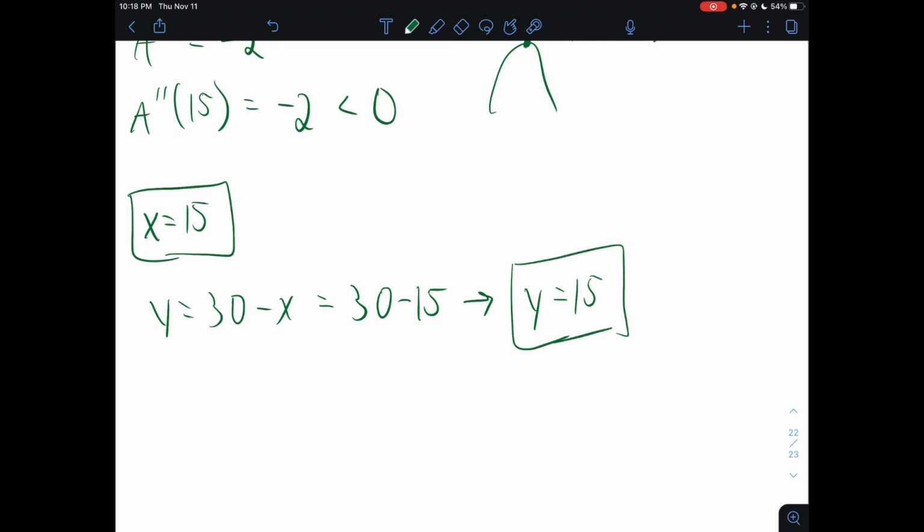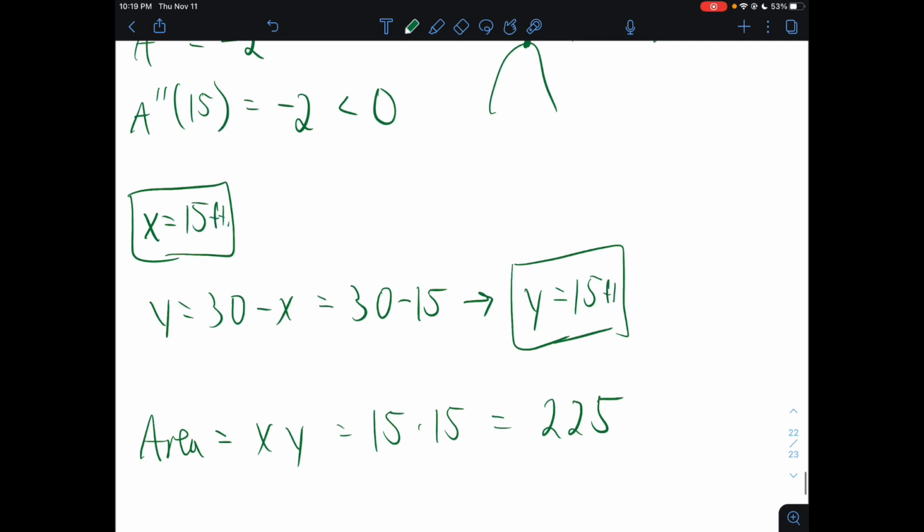And then the area is just x times y, which would be 225. And then we just need our units to finish this. X is 15 feet, y is 15 feet, but area is square feet.